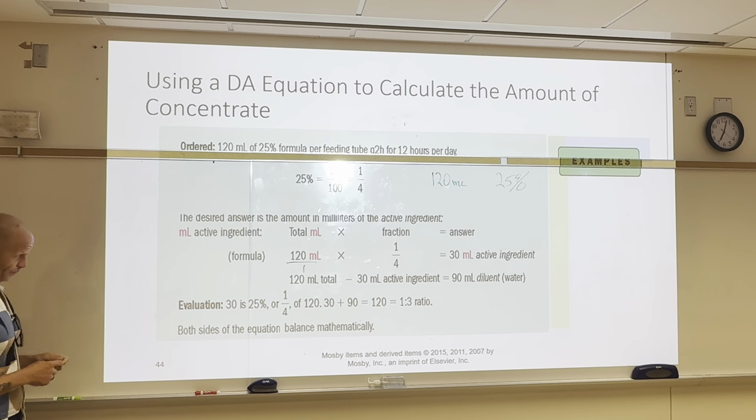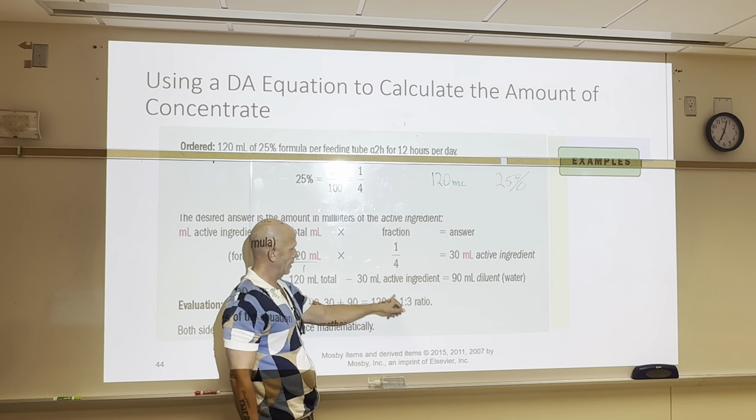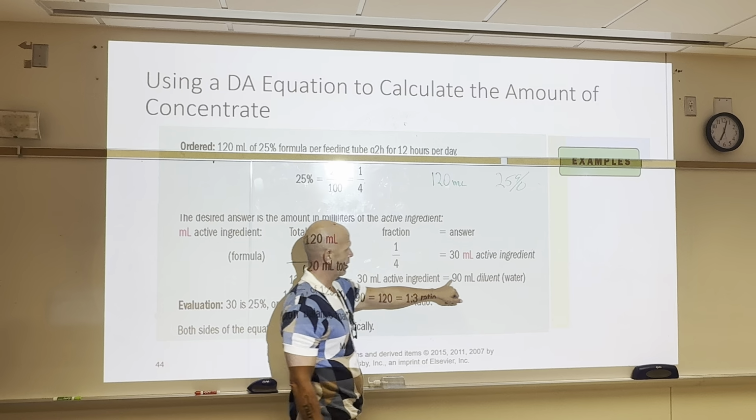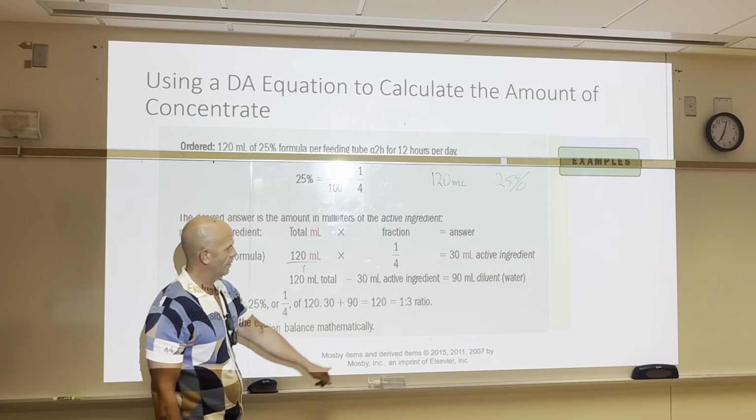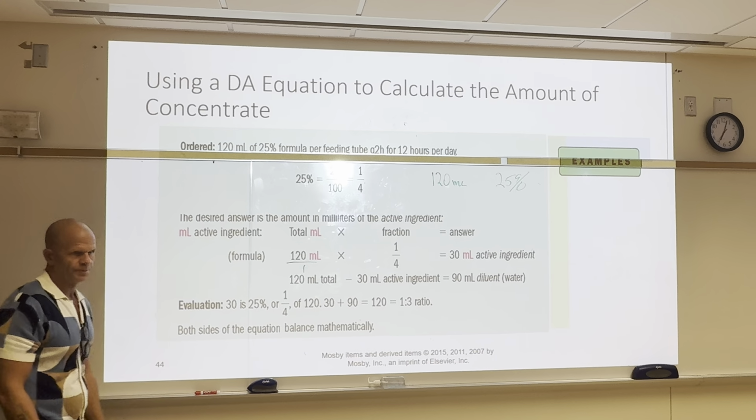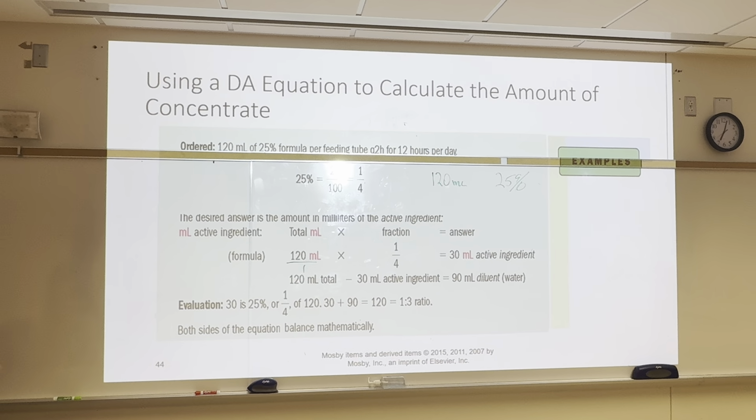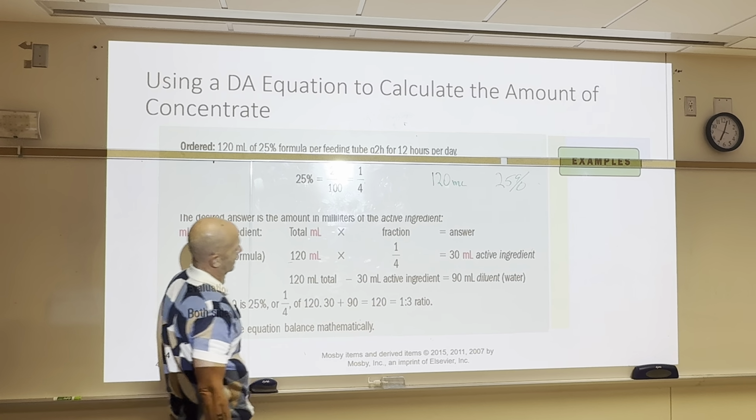Okay? Well, how do you get that ratio? 1 part active, 3 parts diluent. Okay? So 30 and 30 and 30 and 30 gives you what? 120, right? Okay? All right, guys, it's another long equation, but you got to do it.